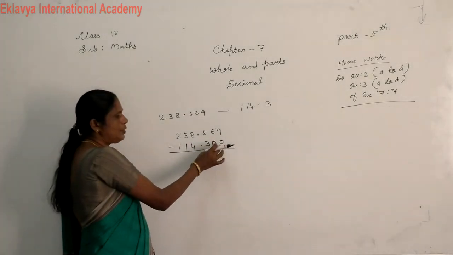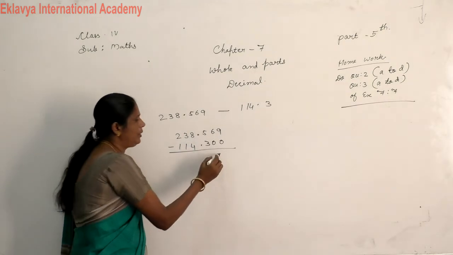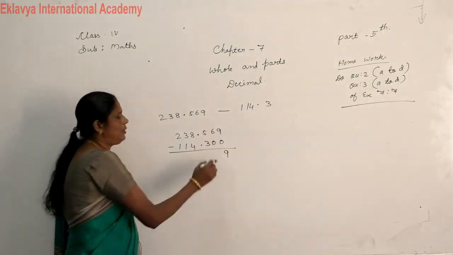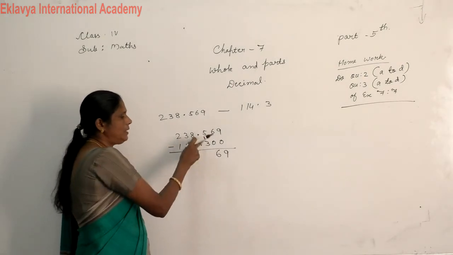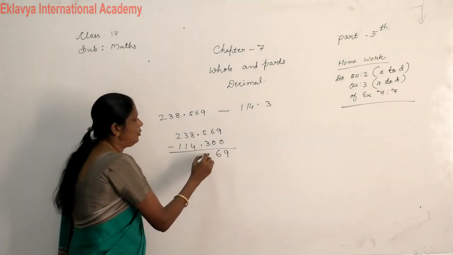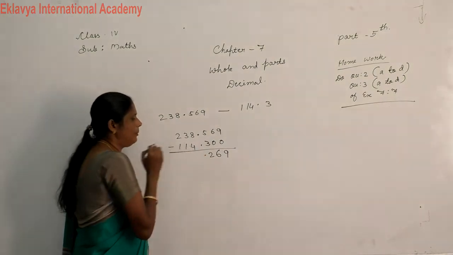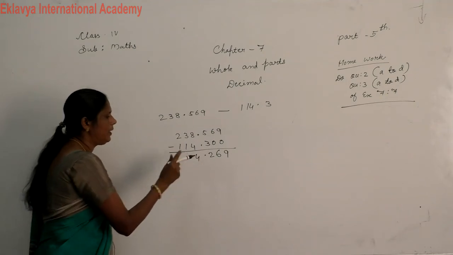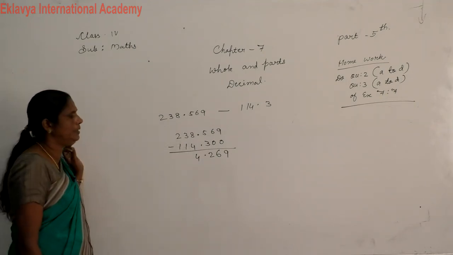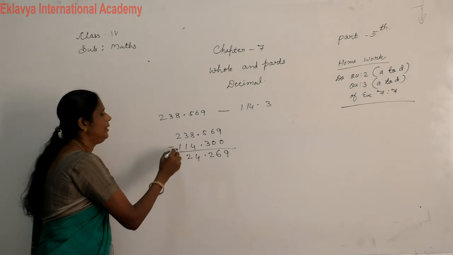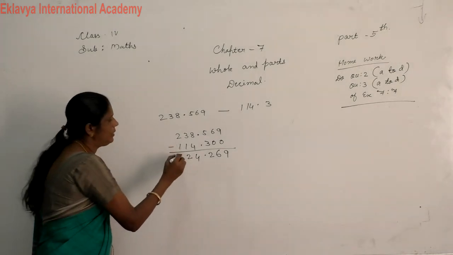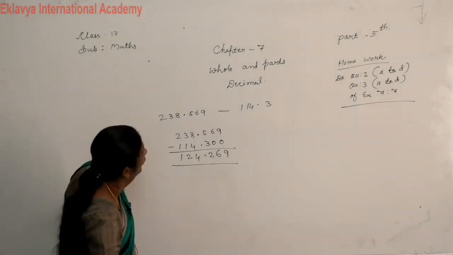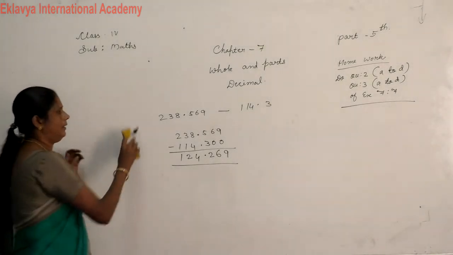0 take away from 9, you get 9. 0 take away from 6, you get 6. 3 take away from 5, you get 2. Then you put a decimal point. Then 4 take away from 8, you get 4. 1 take away from 3, you get 2. Then 1 take away from 2, you get 1. Our answer is 124.269.